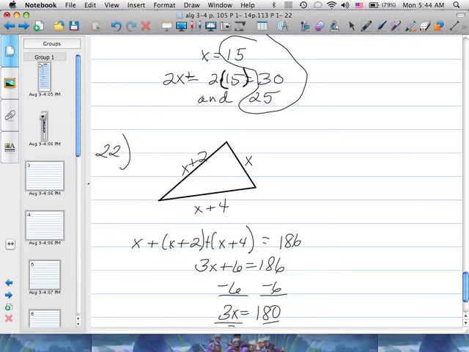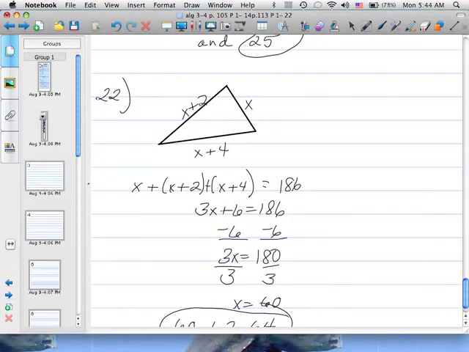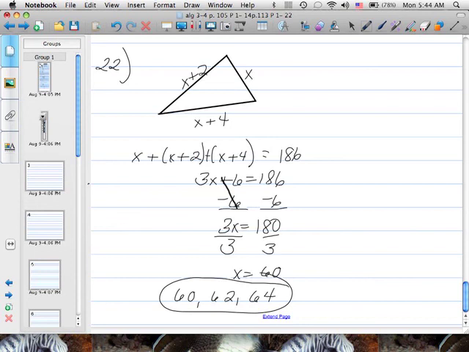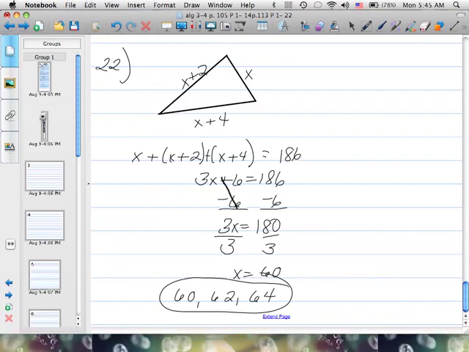And the last problem, 22, we have a triangle, so draw a triangle with sides that are consecutive even integers. So I'll let x equal the shortest side, the next side is x plus 2, and the third side is x plus 4. Those are consecutive even integers. And it tells us that the perimeter is 186, so I have to add those three sides together, x plus x plus 2 plus x plus 4.